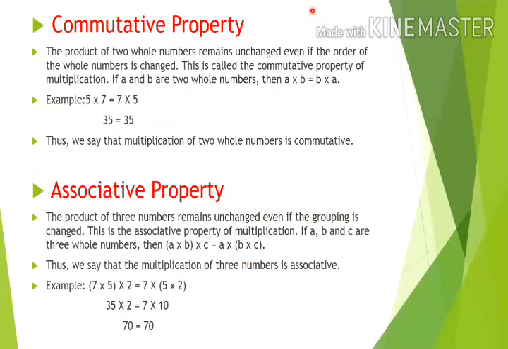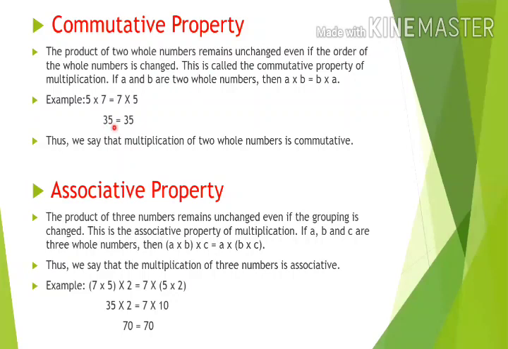Next property is the commutative property for multiplication. Commutative property says that the product of two whole numbers remains unchanged even if the order of the whole numbers is changed. Suppose if A and B are two whole numbers, then A into B is equal to B into A. For example, 5 into 7.